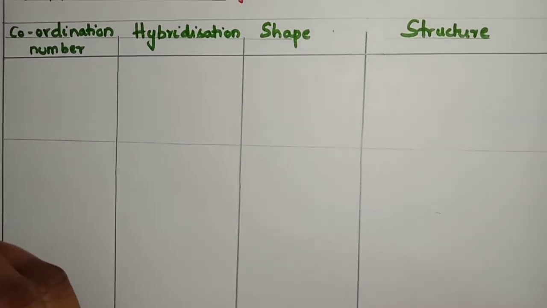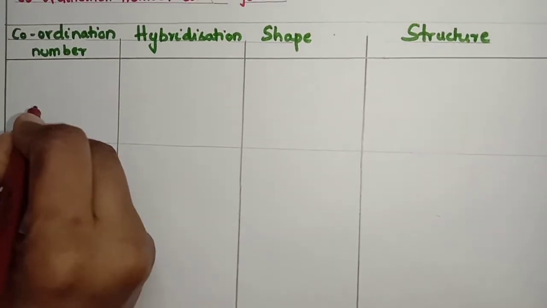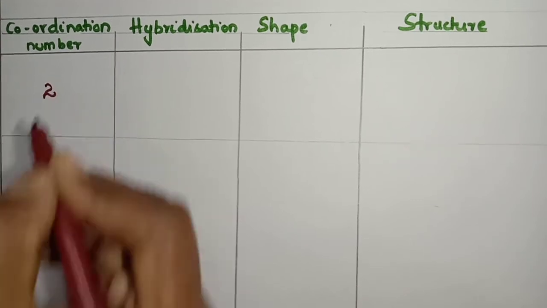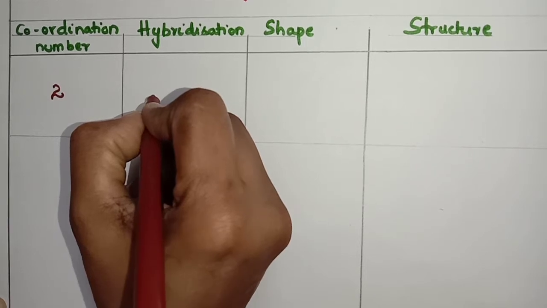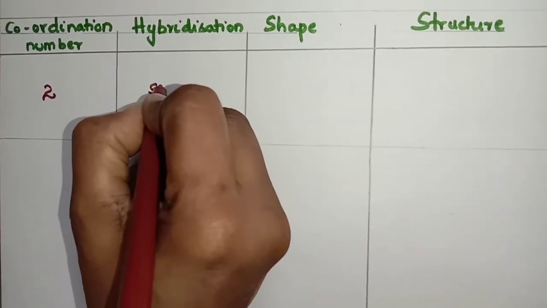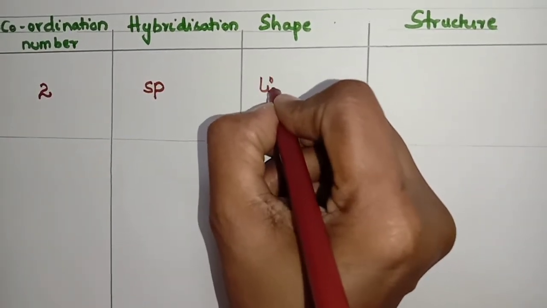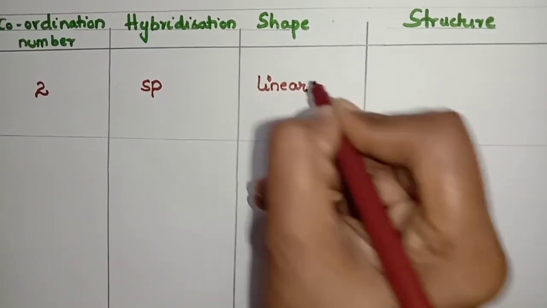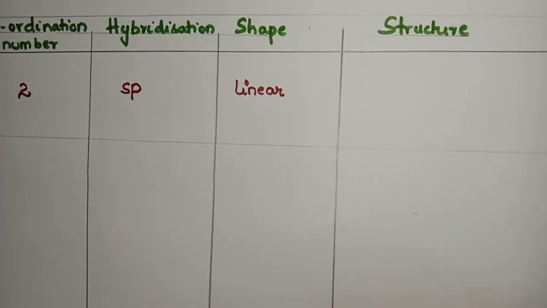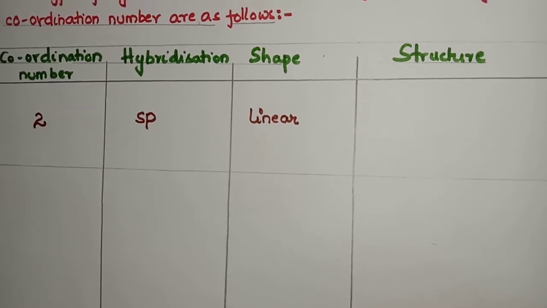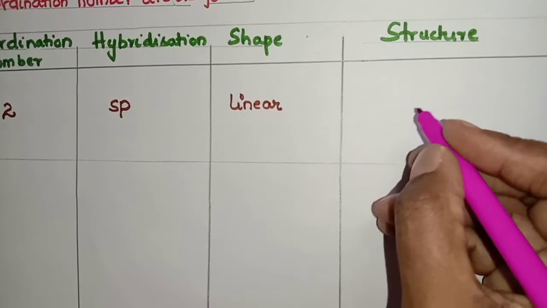First one, if the coordination number of the metal atom is 2, hybridization will be sp and the shape of the complex will be linear. Okay students, if the coordination number is 2, hybridization will be sp and shape will be linear. Now, how would the structure of the complex be?